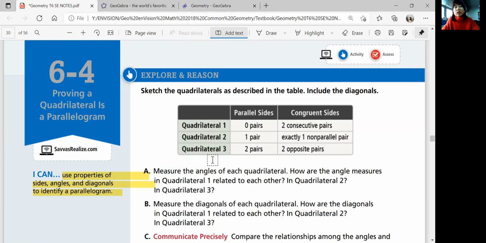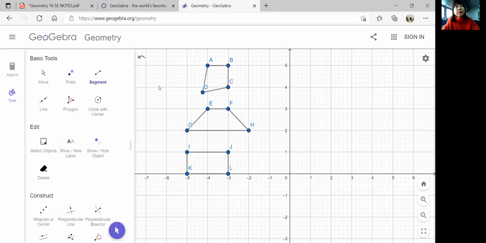Okay, so now measure the angles of the quadrilaterals. How are the angle measures in quadrilateral 1 related to each other? So here you have angles A, B, C, and D. You can see that B is a right angle. D, the opposite angle, is an acute angle, but angles A and C are obtuse angles. So they're greater than 90 degrees. Okay. So you have one pair of opposite congruent angles, A and C. You will actually always get one pair of opposite congruent angles.